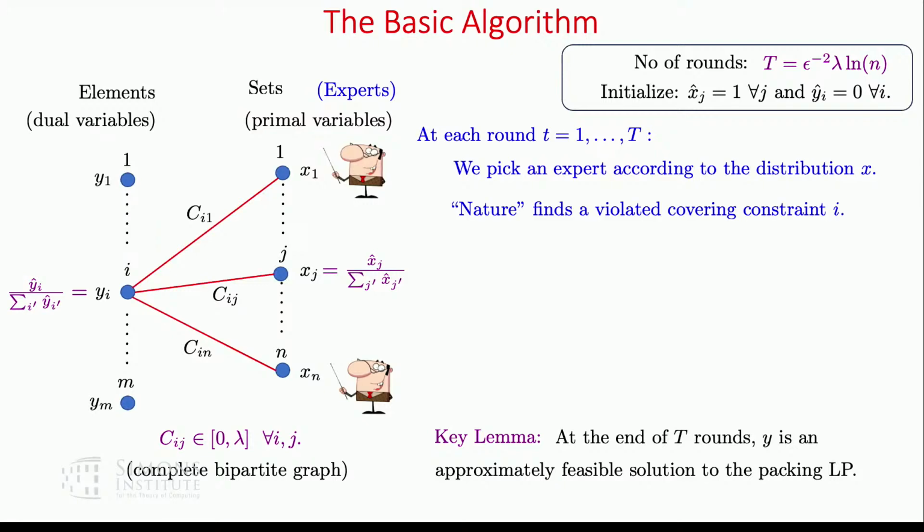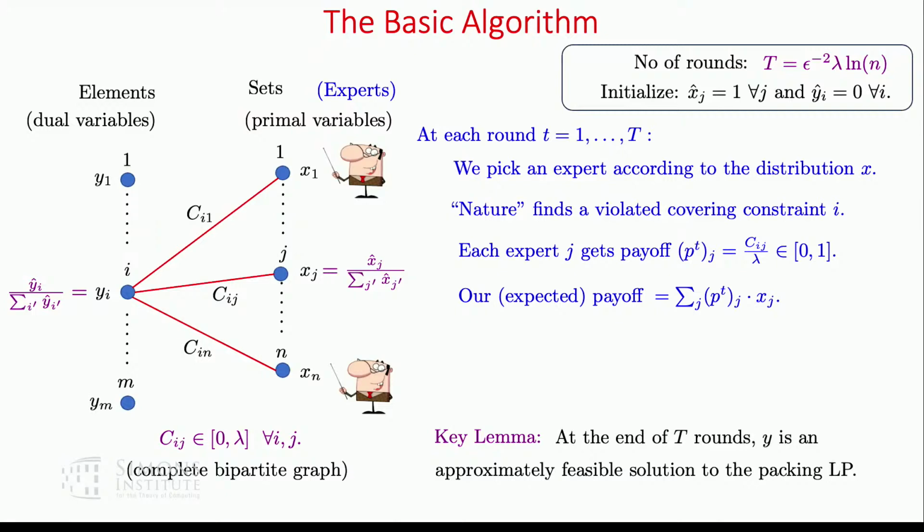And now, nature, which actually is the algorithm, finds a violated covering constraint, because otherwise that round would not have run, I. And the payoffs of expert J would just be given by Cij divided by lambda, so that these payoffs are now between 0 and 1. And so we receive some expected payoff. What is our expected payoff? Okay, we pick expert J with probability Xj, we receive this payoff, sum over these things. That's our expected payoff.